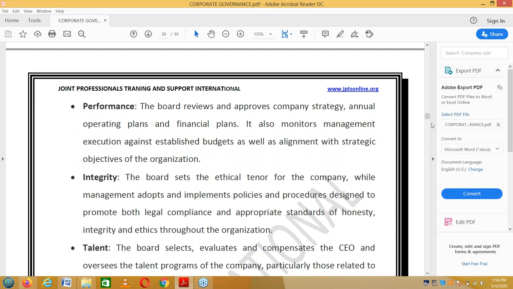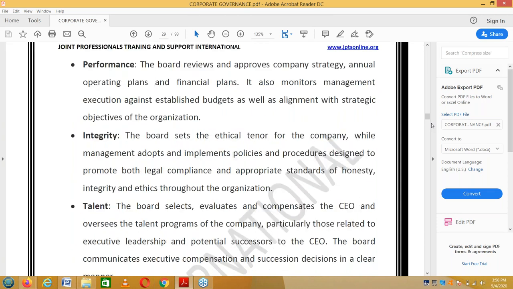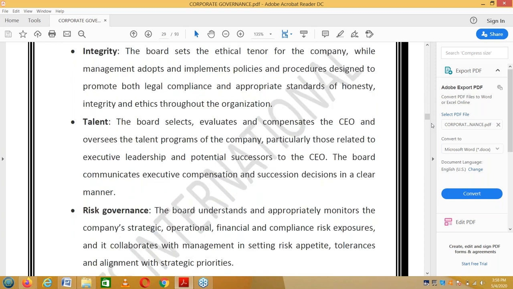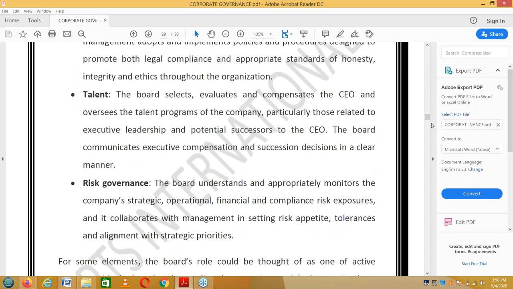Now, in terms of talent, the board is supposed to select, evaluate, and compensate the CEO and oversee the talent program of the company, particularly those related to executive leadership and potential successors to the CEO. The board communicates executive compensation and succession decisions in a clear manner. And the last one, without wasting much of our time, is risk governance. The board should understand and appropriately monitor the company's strategic, operational, financial, and compliance risk exposure, and is also to collaborate with management in setting risk appetite, tolerance, and alignment with strategic priorities.